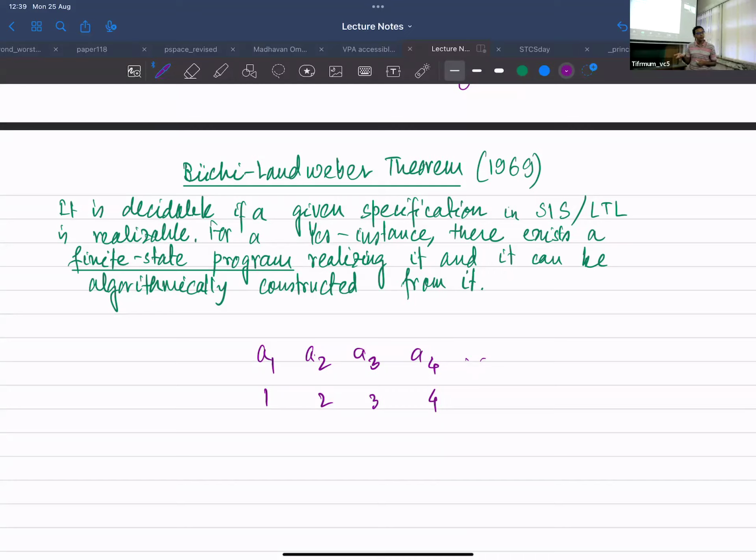When I say finite state program, it essentially means that the policy can be implemented with a finite amount of memory. Sometimes there can be policies which might even require infinite memory, where you need to remember the entire history. Here it says that you only need a finite amount of memory when the specification is given in these logics, linear temporal logic or monadic second order theory of one successor. And you have an algorithm to construct the circuit.